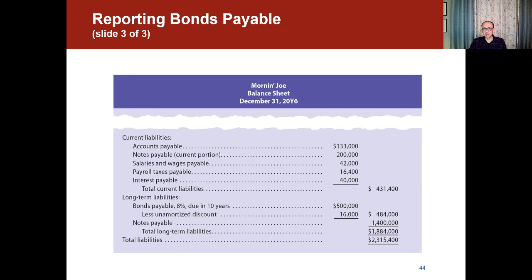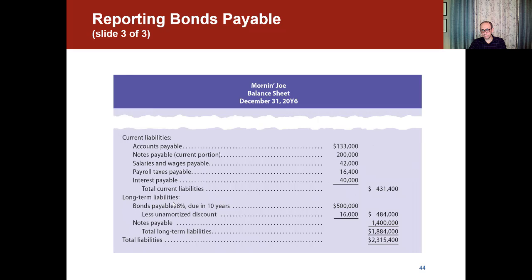So let's see how it looks here for our example. Morning Joe balance sheet for December 31st, 2016. You can see here we have the current liabilities, where we have accounts payable, notes payable, salaries and wages payable, payroll taxes payable, and interest payable. And then we have the total of the current liabilities for $131,400, which is the total of these values.